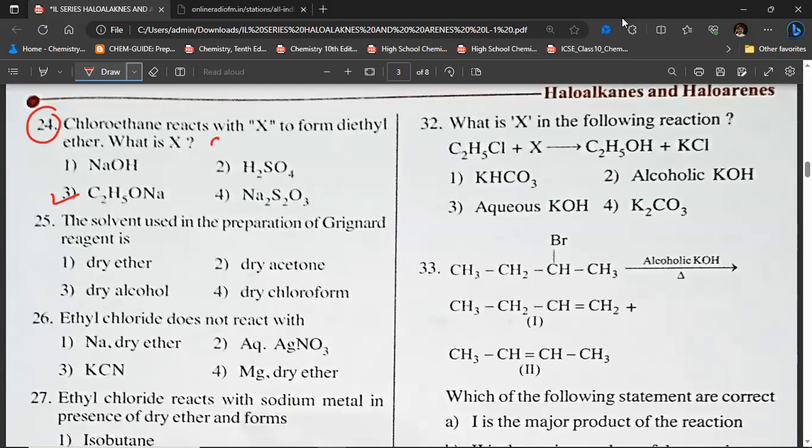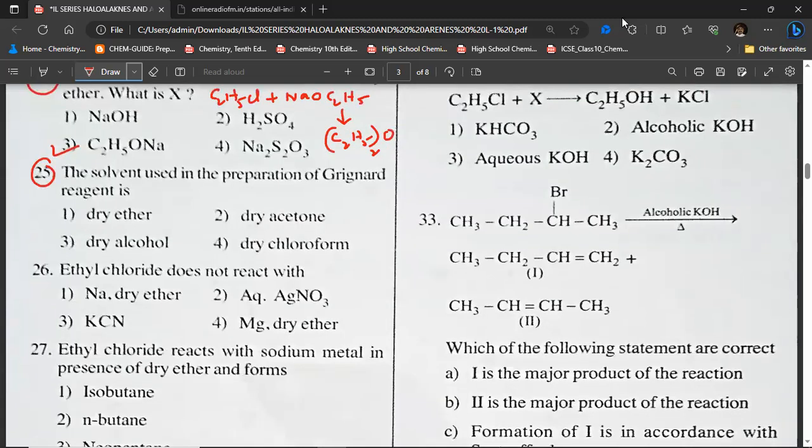That is C2H5Cl plus NaOC2H5. In the presence of dry ether, you will get diethyl ether, that is (C2H5)2O.